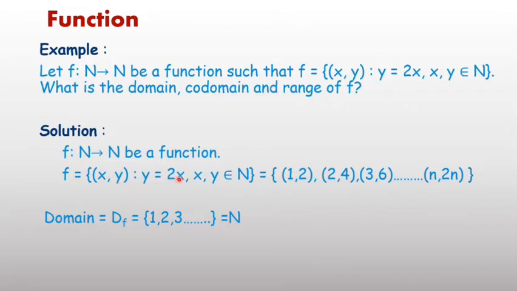The values of y: if x equals 1, y equals 2; x equals 2, y equals 4; x equals 3, y equals 6. It implies the values of y you are getting are 2, 4, 6, or 2n, meaning even numbers. That is the range. Range of f equals 2, 4, 6, and so on, meaning even numbers.